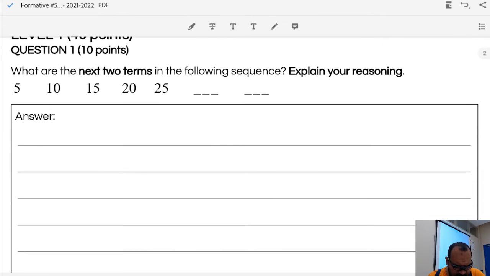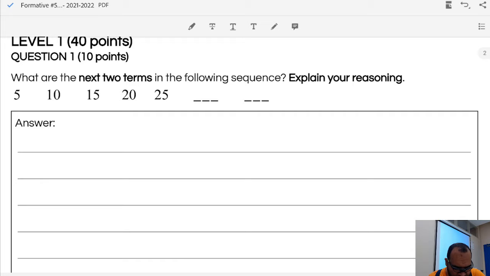What are the next two terms? Question 1, level 1. What are the next two terms in the following sequence? Explain your reasoning. As we learned from our last class, the first step is to understand the pattern: 5, 10, 15, 20, 25, 30, and 35. Great. Everybody understand here?